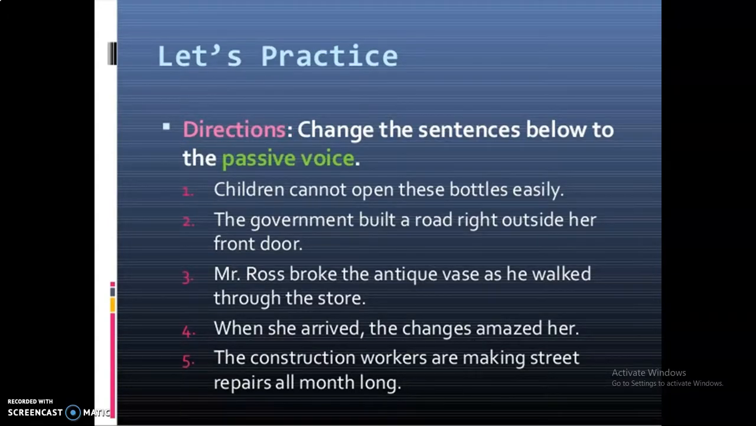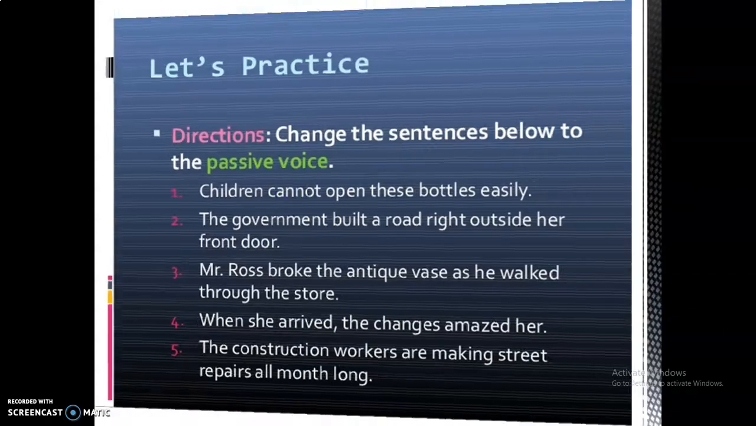First, children cannot open these bottles easily. Second, the government built a road right outside her front door. Third, Mr. Ross broke the antique vase when he walked through the store. Fourth, when she arrived, the changes amazed her. Fifth, the construction workers are making street repairs all month long.